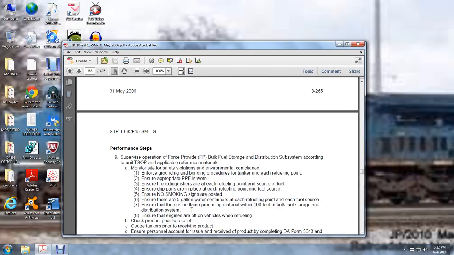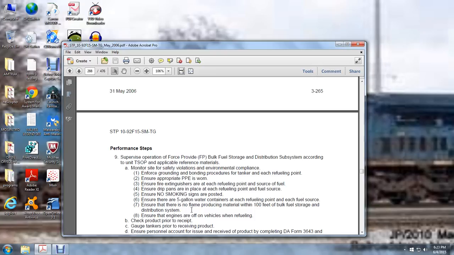Supervise operation of the Force Provider bulk fuel storage and distribution system according to the TSOP and applicable reference material. Monitor safety violations and environmental compliance, and enforce grounding and bonding procedures from the tanker to each of the refueling points. Ensure the appropriate personal protective equipment is worn. Ensure a fire extinguisher is at each refueling point and fuel source. Ensure drip pans are in place at the refueling points and fuel sources. Ensure that no smoking signs are posted.